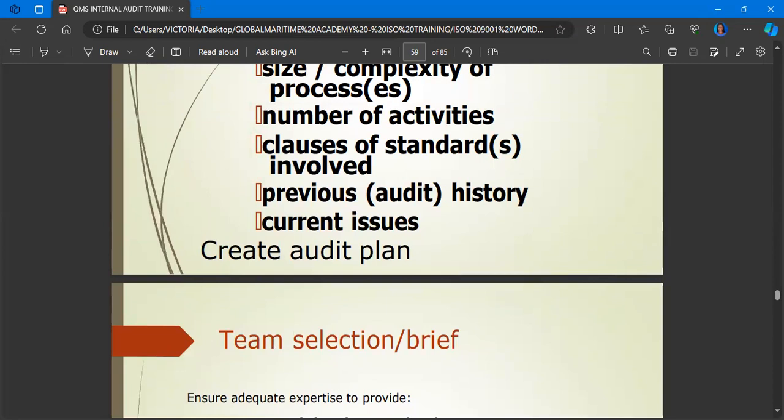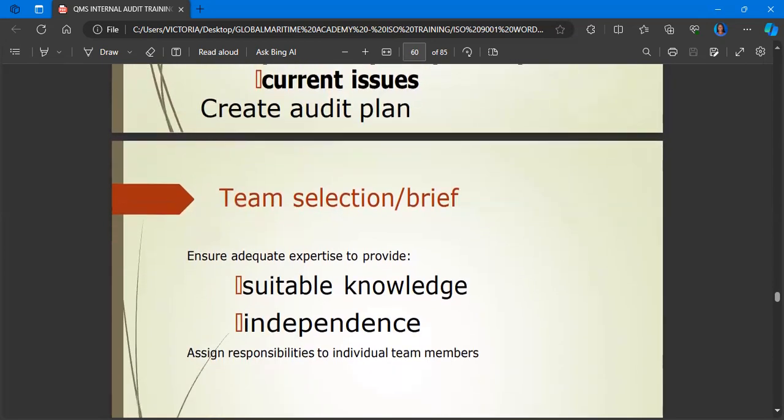Then the team selection and brief. You ensure adequate expertise to provide suitable knowledge and independence. So someone that is in the admission department will not be included as part of the auditors to audit that same department. No. Rather, someone from a different department will be drafted to audit that department.